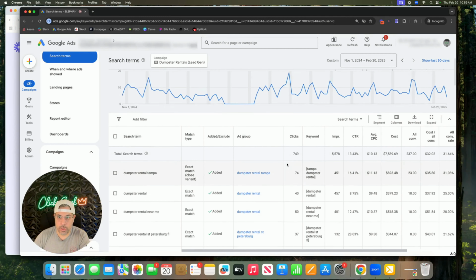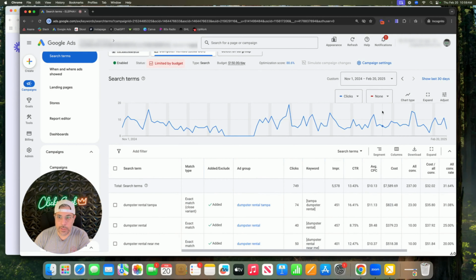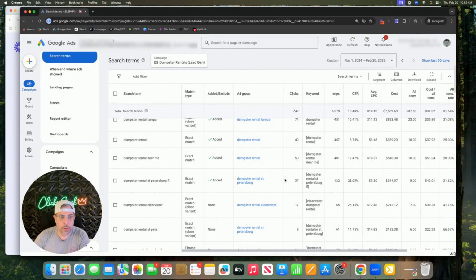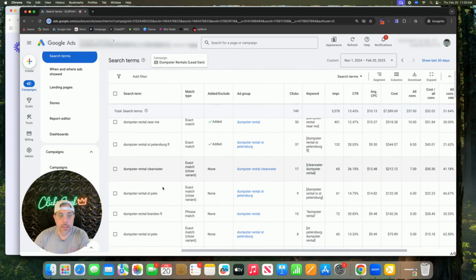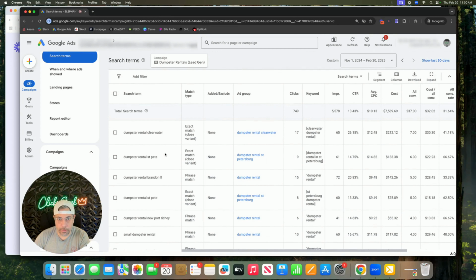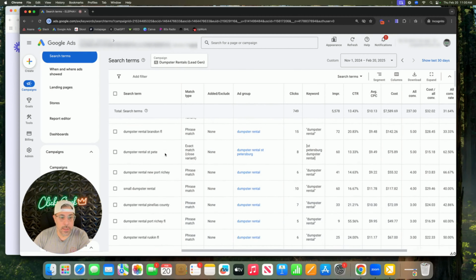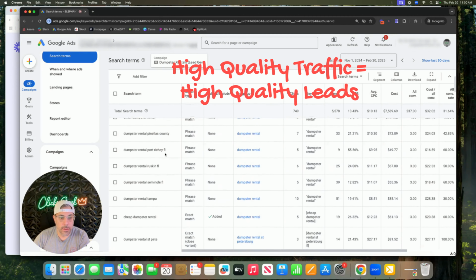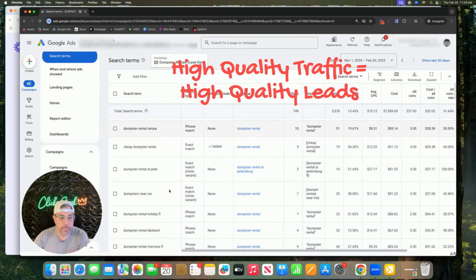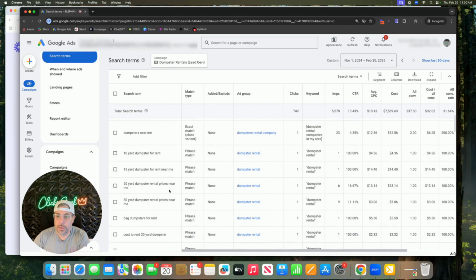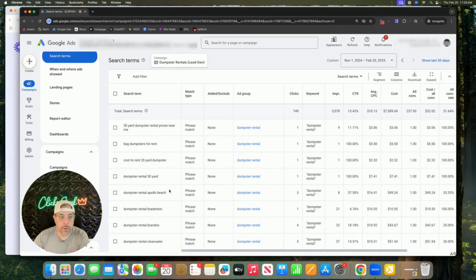So come into your search terms, and I'll keep our big data set here. We're going to start looking through the search terms for anything that pops out that is something we don't want our ads to trigger for. Now, remember, this is a dumpster rental client. He rents dumpsters out to people in the Tampa market. So anything that conflicts with that or is not relevant to that, we're going to get rid of as a negative keyword. That's going to help keep our campaign on the rails and get us the highest quality traffic in this guy's location. So going down, they're all locations he services, so that's good. Let's go down to where it's not converting.